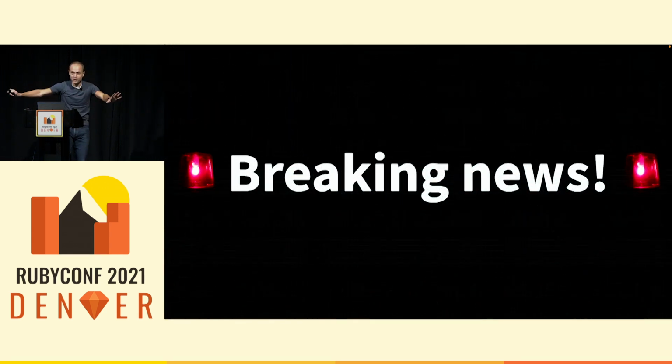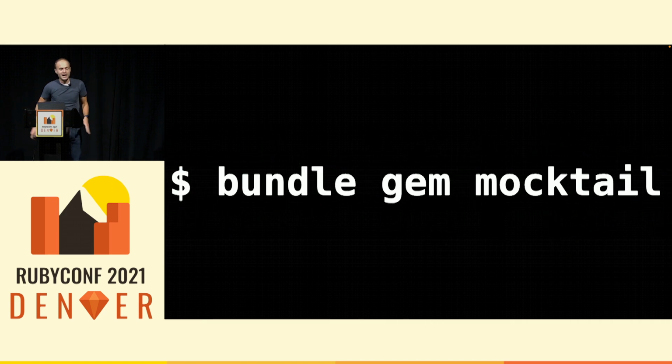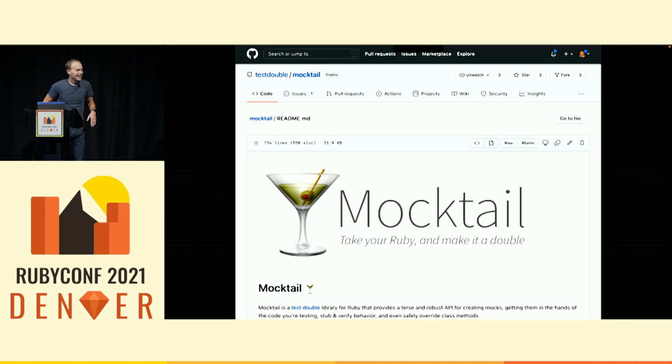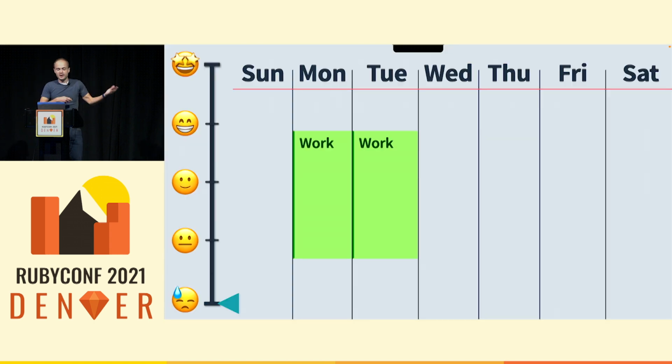Until today, because breaking news, I've got a new gem to announce. It's called Mocktail, and it's something I built over the summer because I've decided gems can have sequels. So it's a totally fresh start. It's the same kind of API, but this one I just decided to code it good instead. You can check it out online. We're not going to go into the API and stuff today, but it's called Mocktail. Hopefully it's well documented. We're going to release some screencasts and stuff over the next month and a half. But same kind of deal.